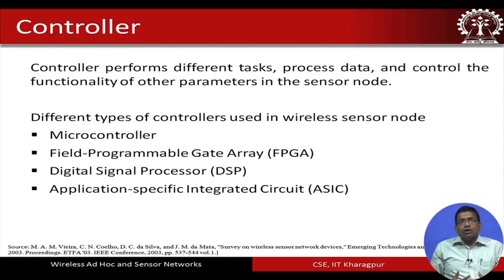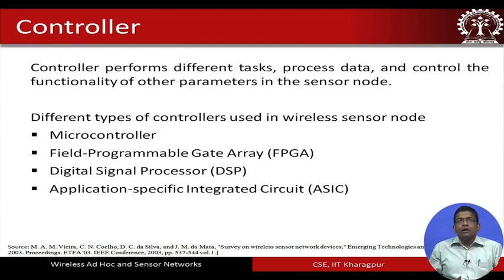So, when we talk about the controller, the controller is one of the core units of a sensor node. The controller is tasked to perform different processes and execute different algorithms for control, communication, and so on, all different types of algorithms and logics. All kinds of computation are done at the controller, and there are different types of controllers that are used in a wireless sensor node.